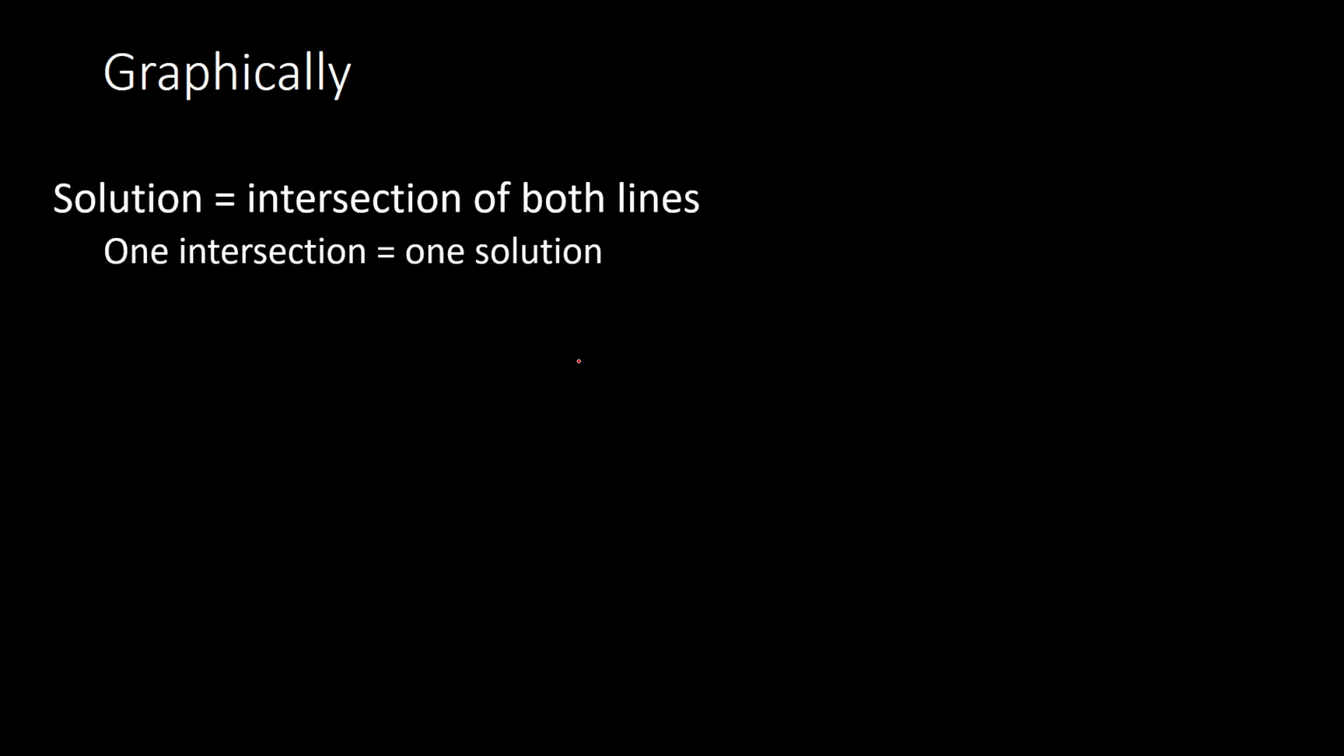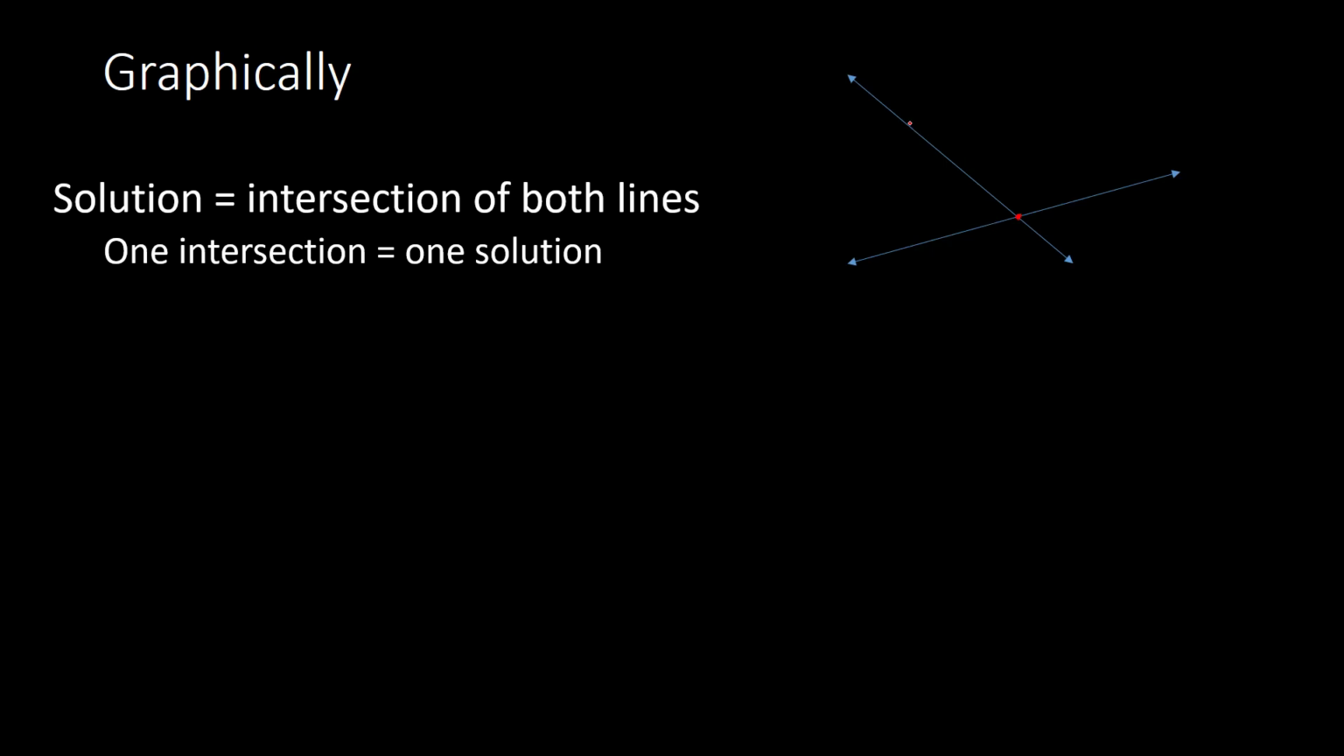Now, graphically, what does that mean? Well, a solution is an intersection of both lines. So if there's one intersection, then there'd be one solution. So, for example, here we have 2 lines that intersect right here at one point. So therefore, graphically speaking, because there's one intersection, there's one solution to that system of equations.